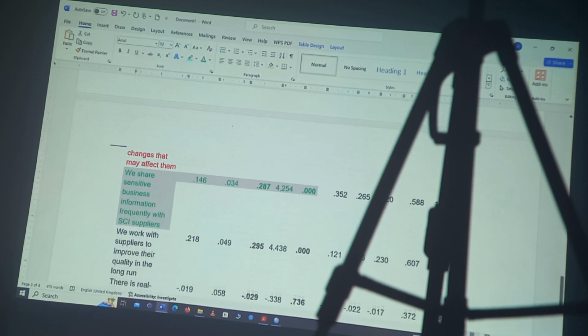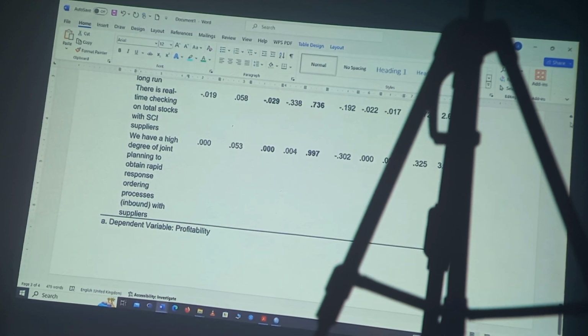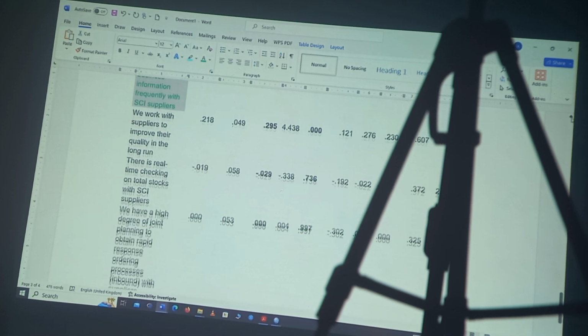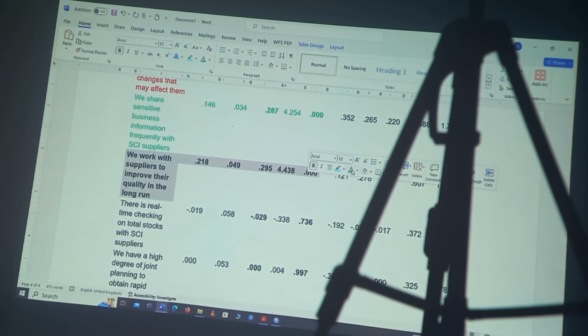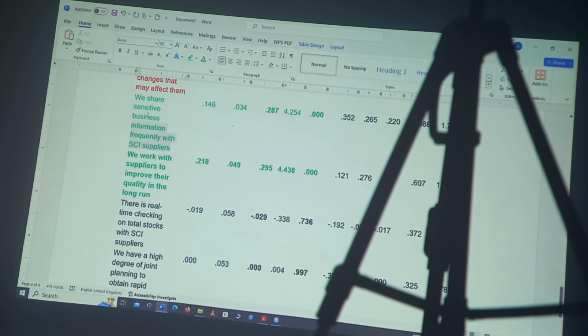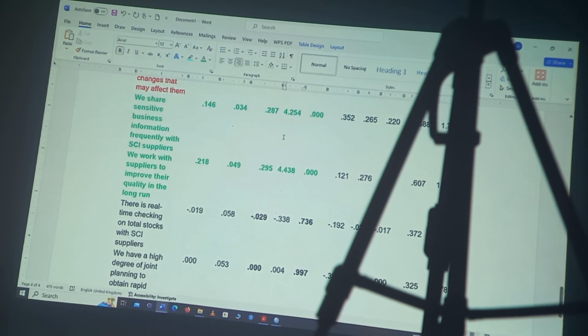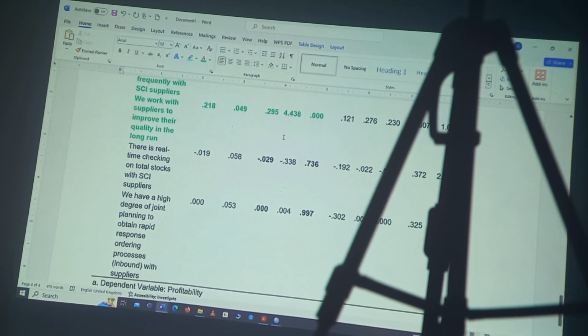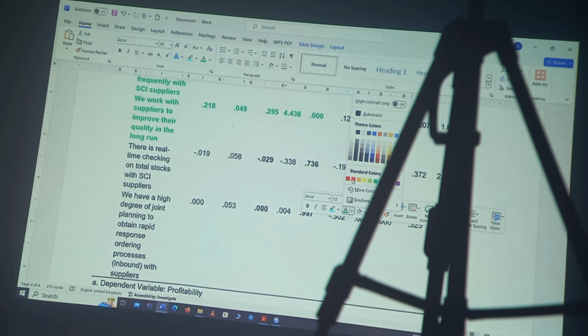0.7. We are going up. There's one. It is also significant. Yes. But the rest are not significant, right? The rest are not. So make them red. Yes.